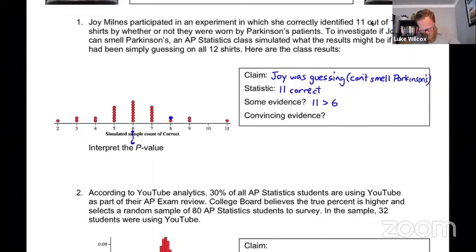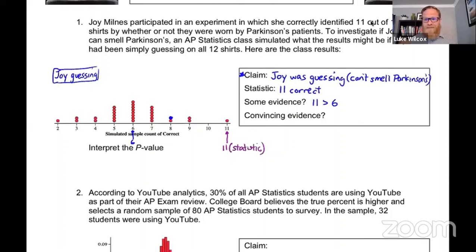Well, let's make sure that we clearly identify that here. And Joy's result is this right here, the 11, and that's what I'm going to call the statistic. That was the observed result from the experiment, right? Now, remember, one thing I want to make note of here, this simulation was done assuming that this claim is true. In other words, we created this dot plot by assuming that Joy was guessing. These are the possible values that we might get when Joy is guessing.